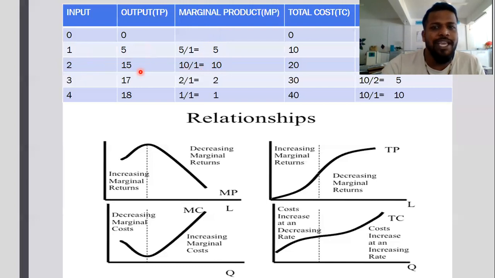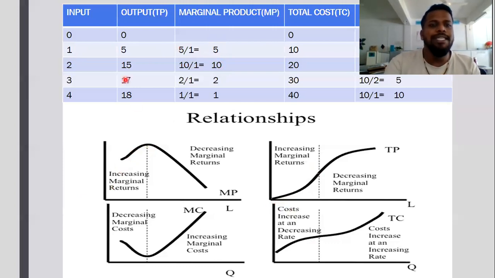So we can see it here in the diagram. This part is what? Total product, isn't it? Here you can see that total product is increasing at an increasing rate. So what will happen to the marginal product? Marginal product is also increasing at an increasing rate. You got the idea? Total product increasing at an increasing rate means marginal product will also increase at an increasing rate.